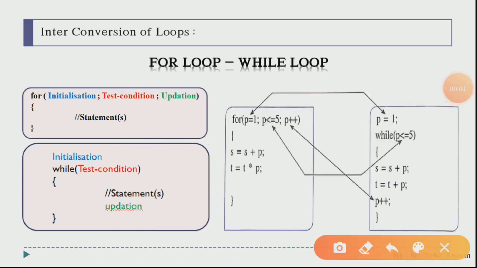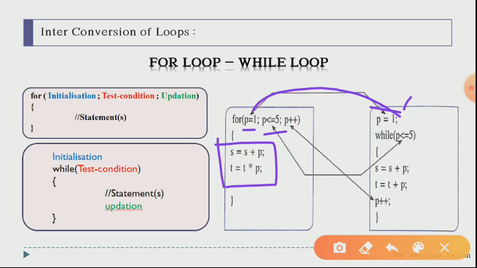Now see my dear students, these two are the statements. This one is the initialization phase where p equals 1. Now this initialization is going at the very top. Now we have p less than or equal to 5. It is a condition, and it goes with your while loop. Now this p plus plus goes at the very last, and these statements stay over here. Getting the point? Everything is the same, just your sequence is mixed up.